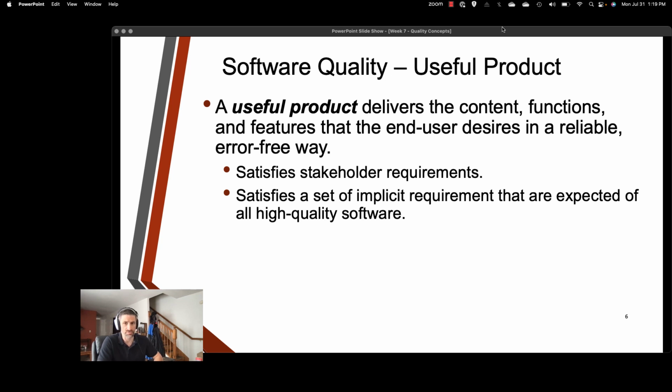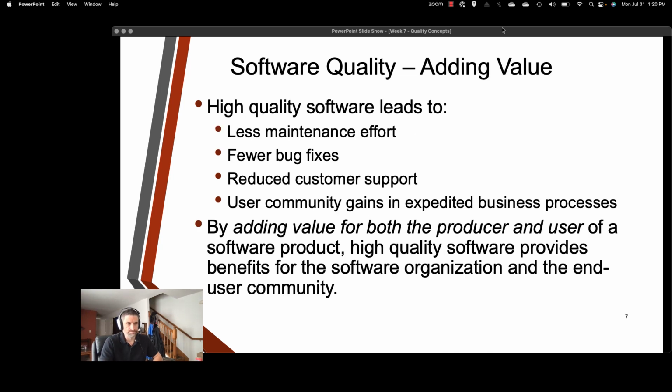It's a useful product for me. Same for all the Office products. Are they perfect? No, but they are useful. They satisfy me as a stakeholder, my requirements, and they satisfy the requirements that are expected of high-quality software. Yeah, I'll say they're high-quality software. I've had times where I've used other apps or software where it's definitely not been high quality. They're crashing or they can't handle certain things. Microsoft does a pretty good job of not having that happen. Could they be better? Sure.